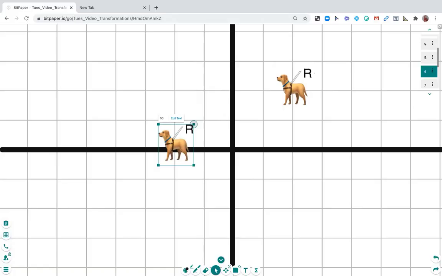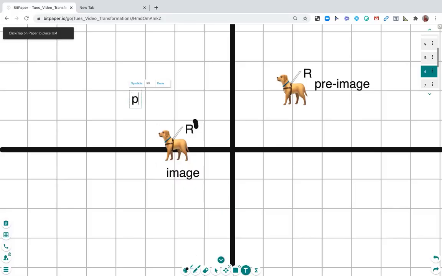Now, remember how we talked about pre-image and image. Since this was the original image, this is the pre-image. Because this was the new image that I moved across the coordinate plane, we call this the image. And in math, we often label the coordinate for that point with a little tick mark like this. And that means prime. We read that point R prime. Okay, and that's the new image.